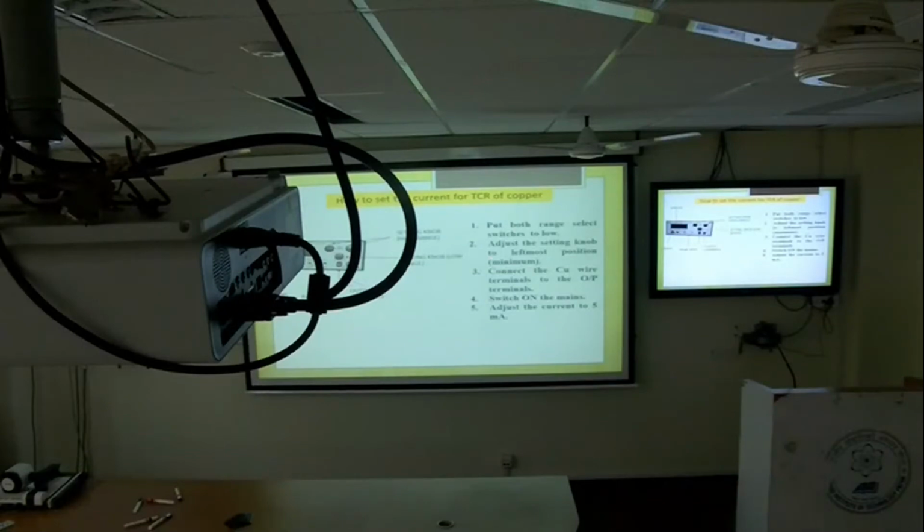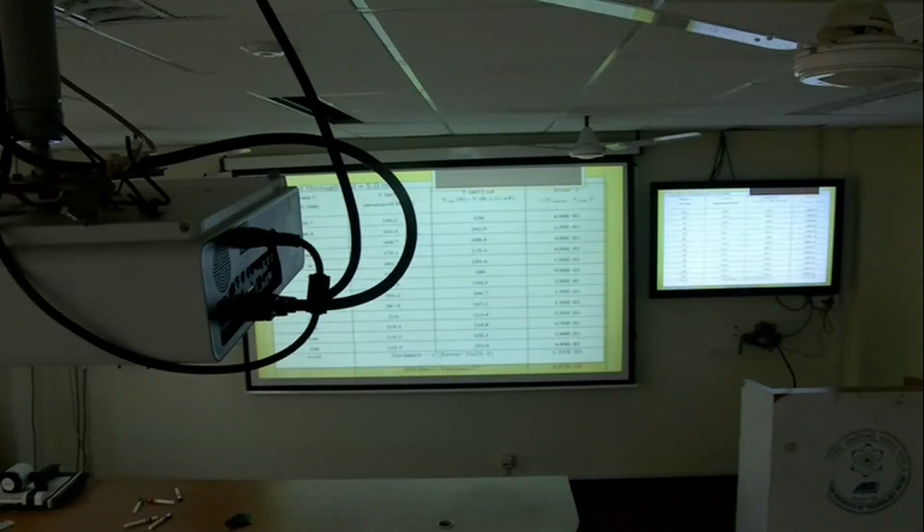So basically that switch puts in and takes out a small value of resistance. That's all. Then adjust the knob to the leftmost position like this and connect the copper wire terminal to the output terminal. Switch on the mains and set the current. The current will be set from here in the 5 milliampere range. Along with this, you will measure the voltage across the other terminals on that round PCB by using the DMM.